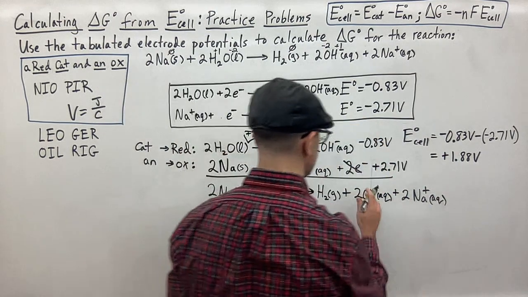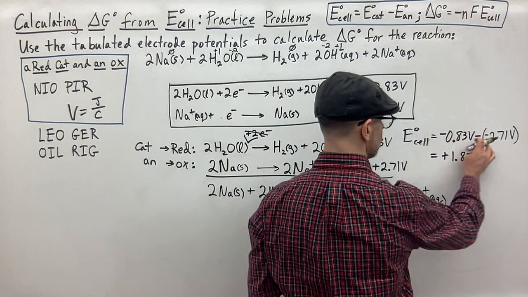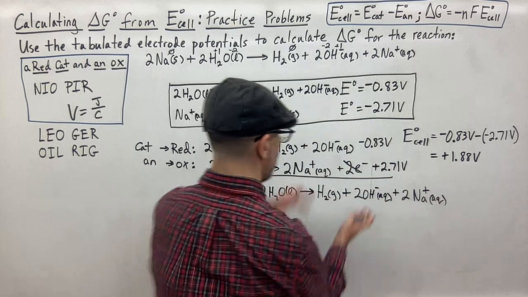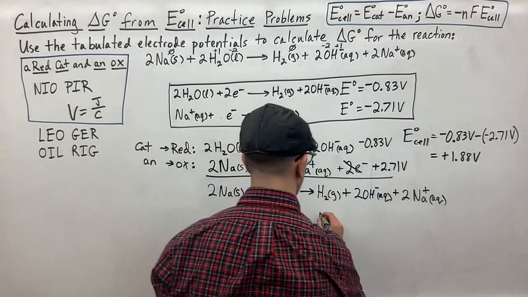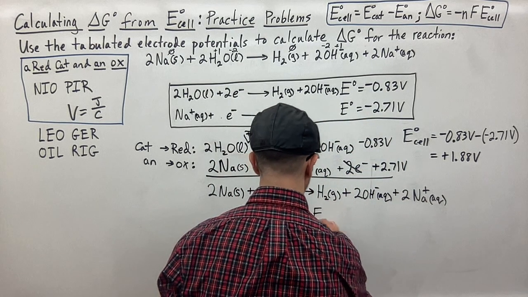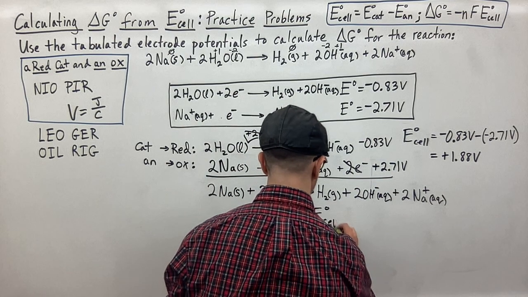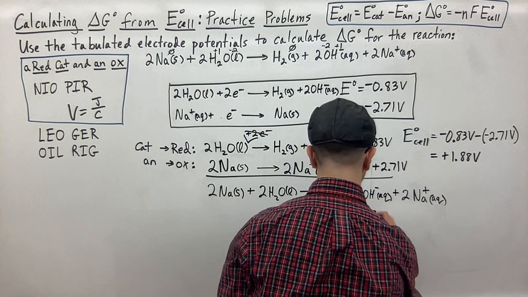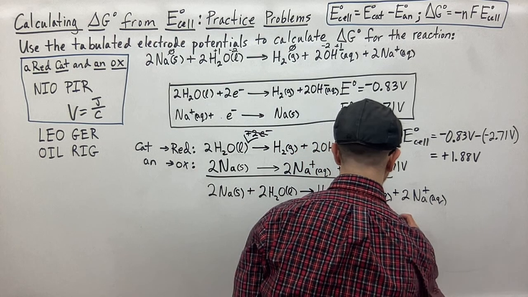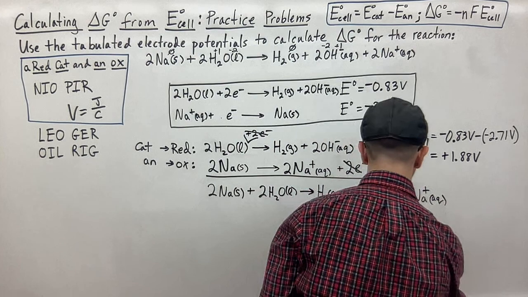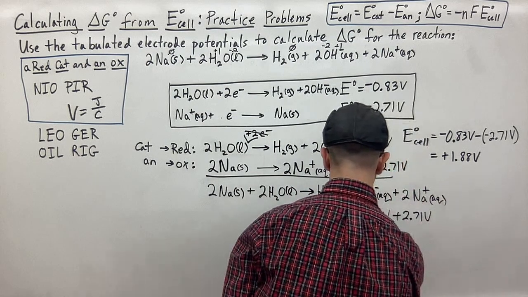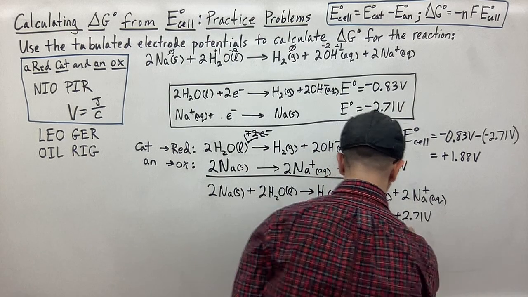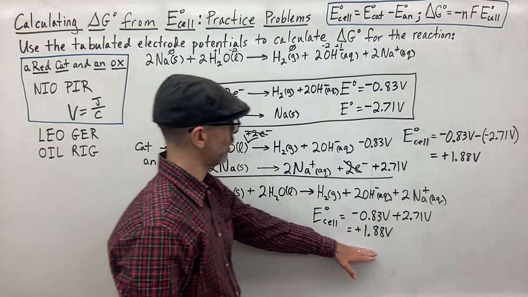And so when you add these together, just like you got here, minus a minus became positive, and therefore you get a positive 1.88. You're adding a negative, right? So your standard E cell becomes these two added together, which is negative 0.83 volts plus the 2.71 volts, and then you end up getting the same answer, plus 1.88 volts. And so it works out the same way.